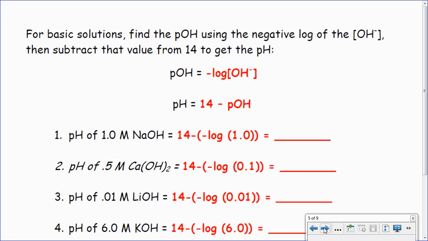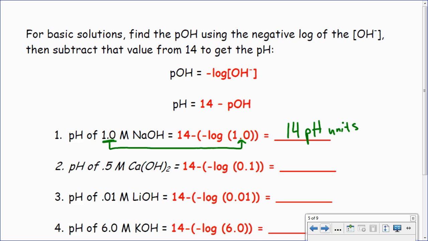Now, the other side of things, for a basic solution to find out the solution's pH, you do the same negative log of the concentration, but you take the answer away from 14. So in this scenario, we take our concentration, put it in there, and we just take that answer, negative log answer, whatever that is, away from the number 14. So if I do negative log of 1.0, it's 0. So I do 14 minus 0. The pH of this solution would be 14 pH units.